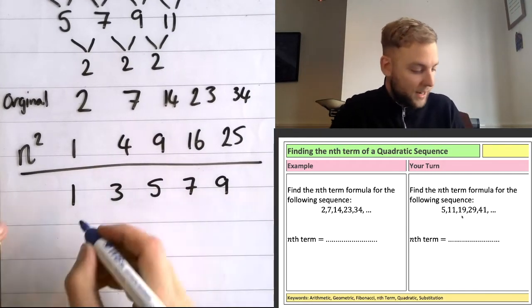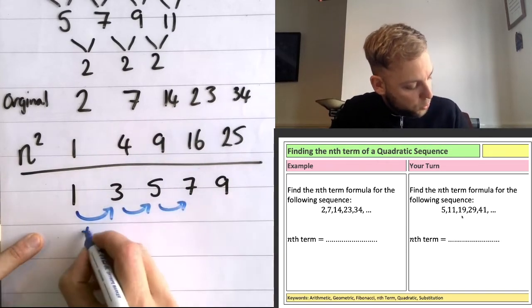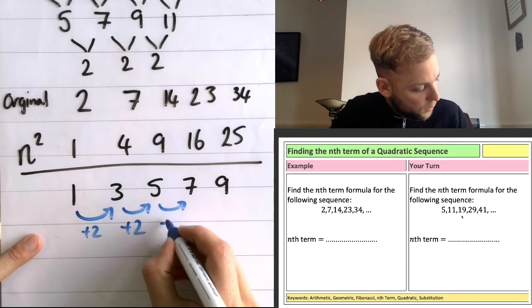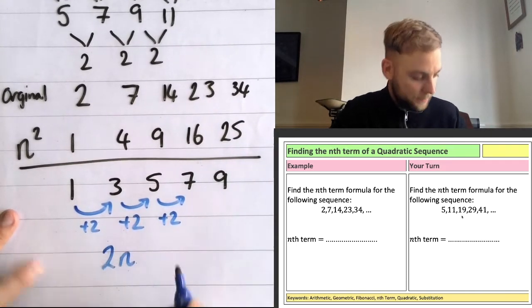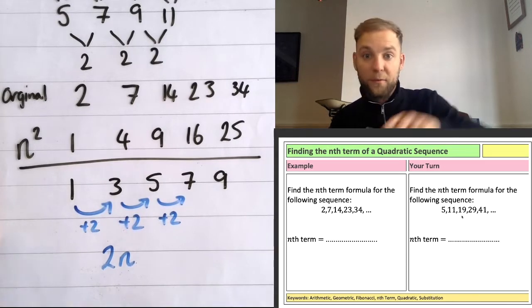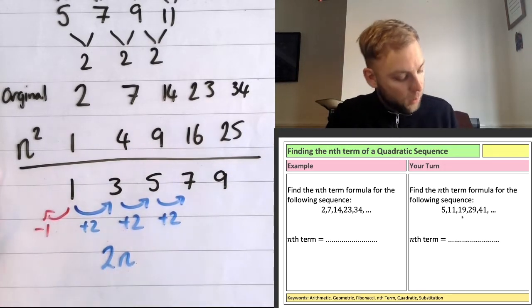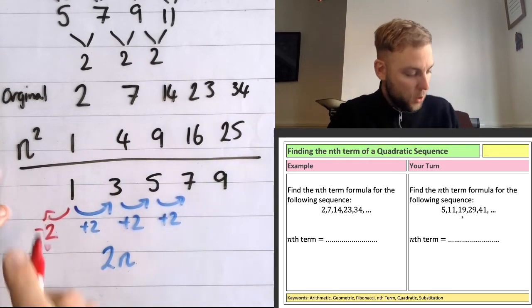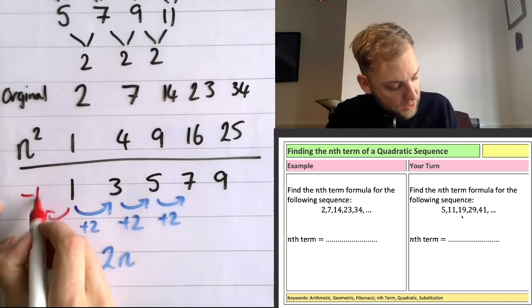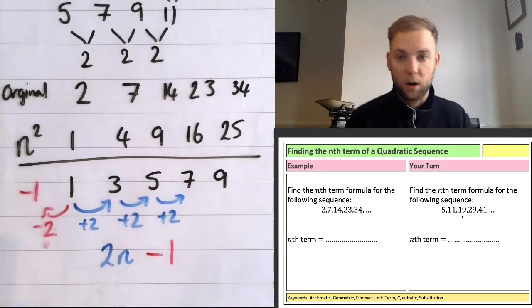So when I'm finding out the nth term, I find out the common difference of this one, which is plus 2, plus 2, plus 2, which means that it's going to be 2n. And then remember, for my deno, I find my 0th term as well. So minus 1 there. Minus 2 there, sorry. 1 minus 2 is minus 1. Okay, so it's 2n minus 1.